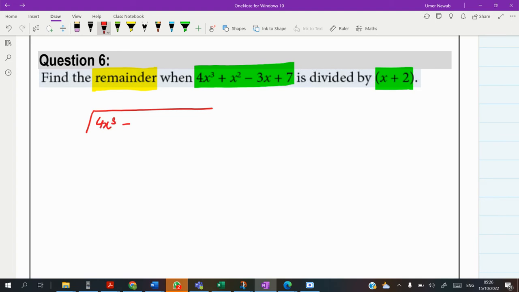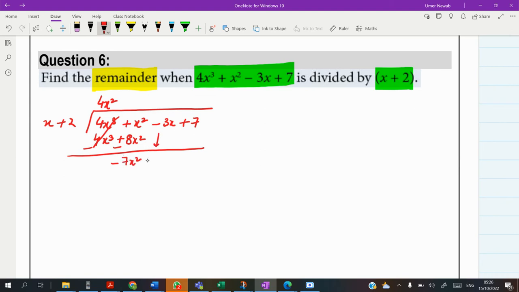4x cubed plus x squared minus 3x plus 7, and I write x plus 2 outside. Now x multiplied with which number gives you 4x cubed? Obviously 4x squared. 2 times 4x squared gives you 8x squared. Changing the signs. Plus 1 minus 8 is minus 7x squared. Then minus 3x. Then plus 7.